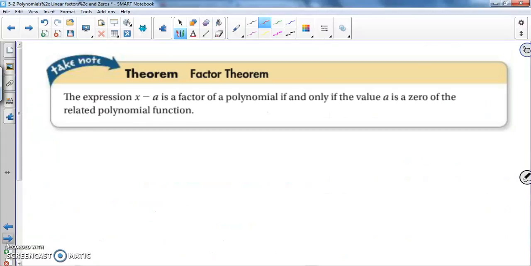The factor theorem describes the relationship between the linear factors of a polynomial and the zeros of a polynomial. The expression x minus a is a factor of a polynomial if and only if the value a is a zero of the related polynomial function.